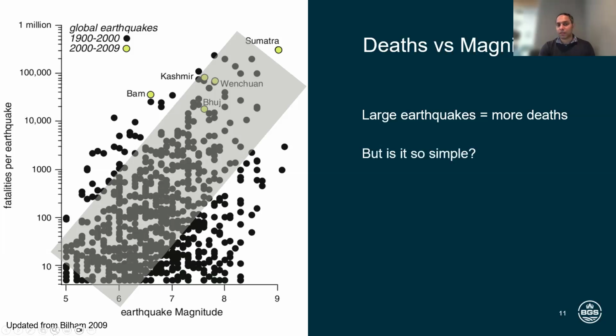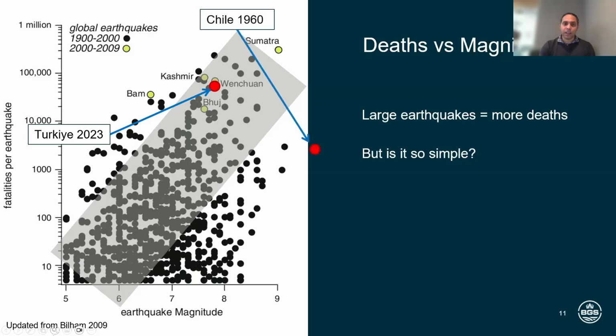I'll demonstrate that with a few examples. This is the Turkey earthquake in 2023. It was a magnitude 7.8 earthquake, and it killed around 60,000 people. This is the largest earthquake we've ever measured, a 9.5 in Chile, 1960. That killed around 2,000 to 3,000 people.